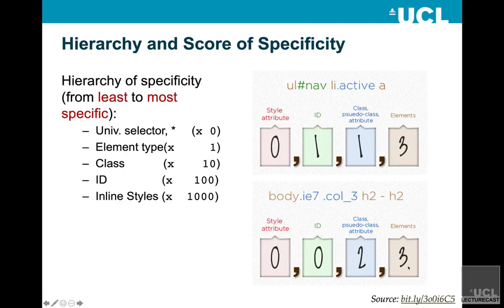So that's why the value is 3. And then we have .col3 and .ie7, 2 class selectors, and therefore the value here is 2. There is no ID selector, and we assume that these are not used in inline styles. So therefore, the score for the first one is 113, while the score for the second one is 23. The highest score has got higher specificity.